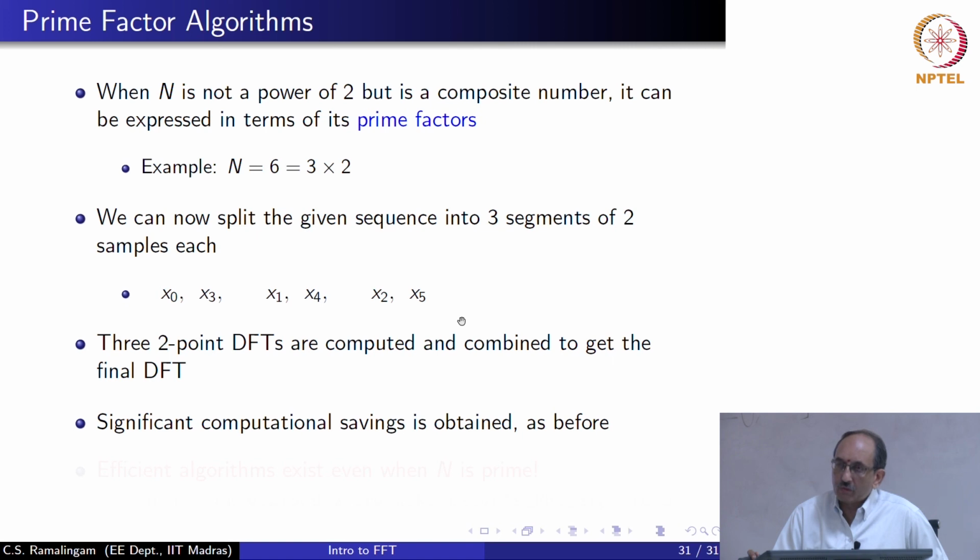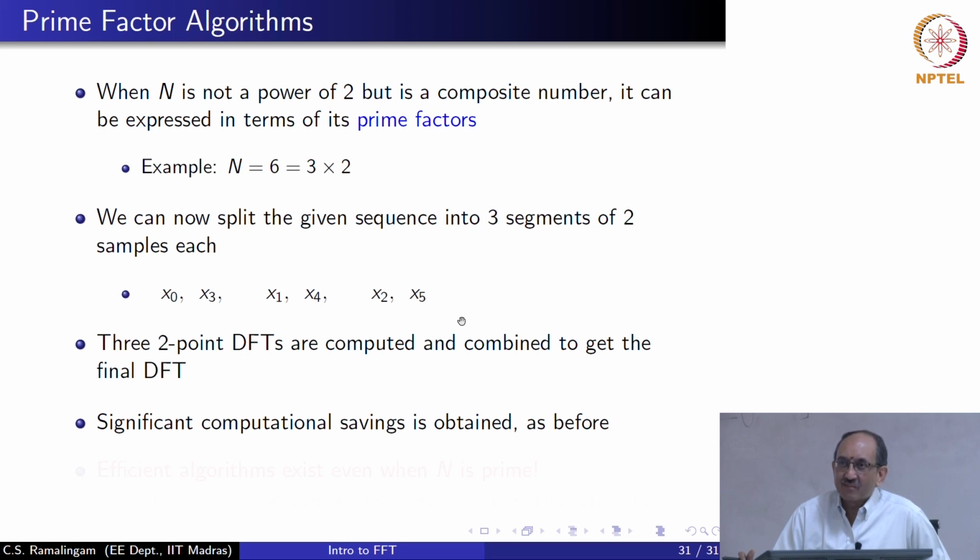Now immediately it should make you think, suppose N were prime, say 17, clearly it cannot be broken up into factors. So does it mean no efficient algorithm exists, is the natural question. No, without zero padding. Zero padding is a cop out. Yeah, you can, and that is what is normally done. You can zero pad it to the nearest power of 2 and then compute the radix-2. But suppose you are interested in really finding a 17-point algorithm, guess what, it does exist.